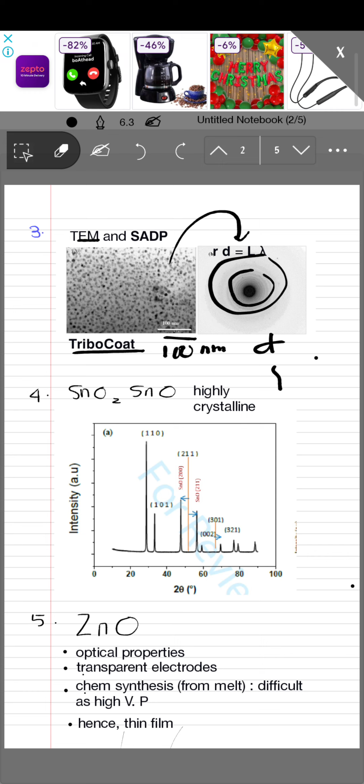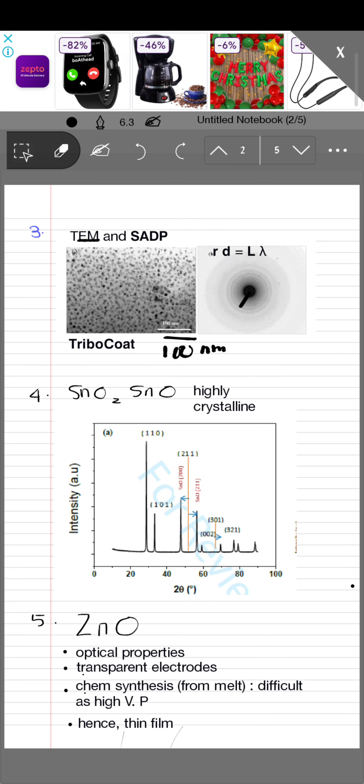R is the distance from the center to each ring. L is the camera length, and lambda is the wavelength of the electron. So the wavelength of the electron is lambda equals h by root 2meV. So whatever the value of V will be, the wavelength will depend on that. The higher the value, the lower will be the wavelength of the electron.